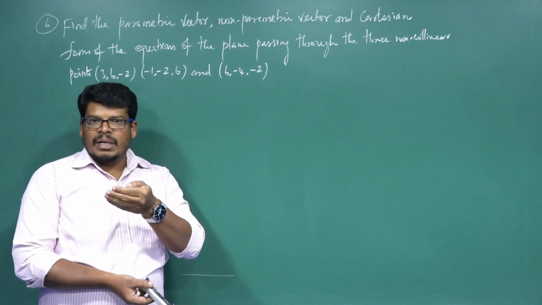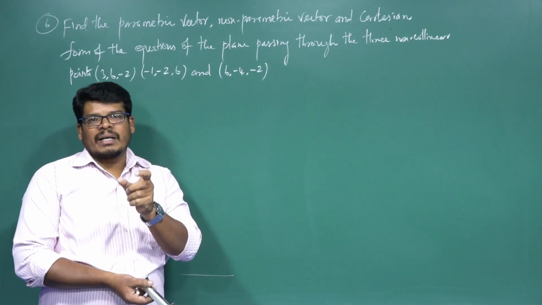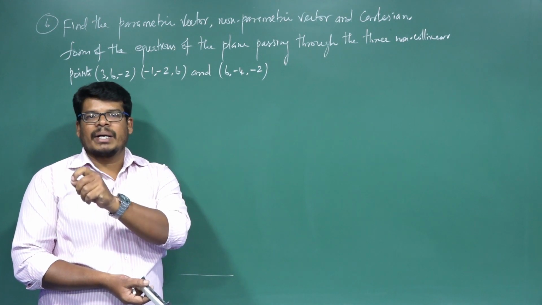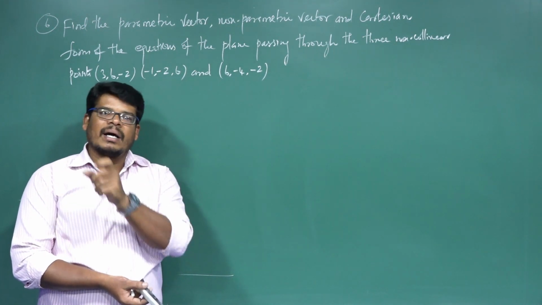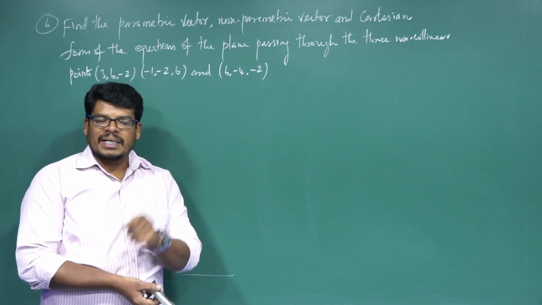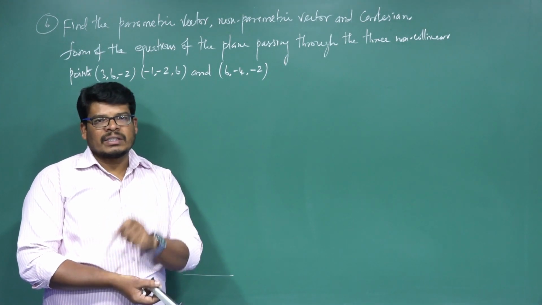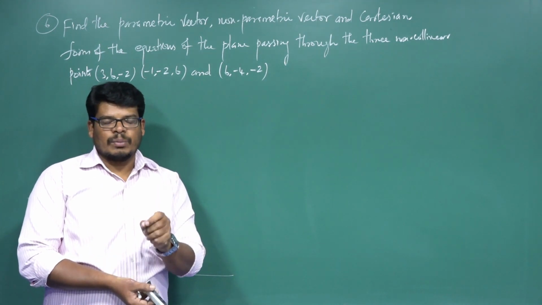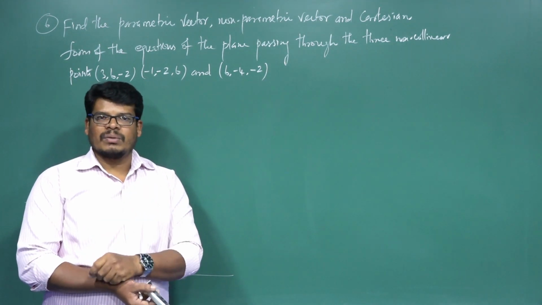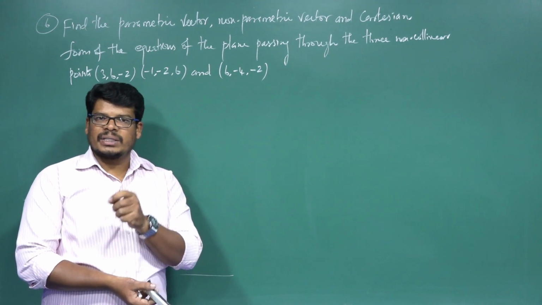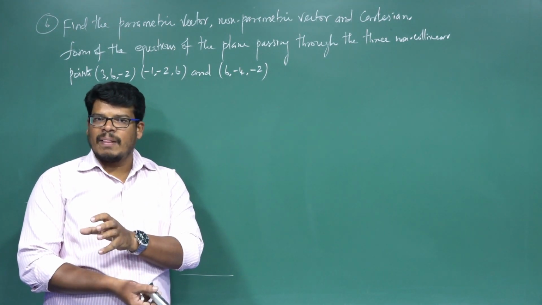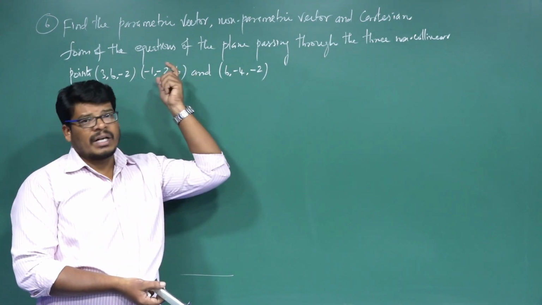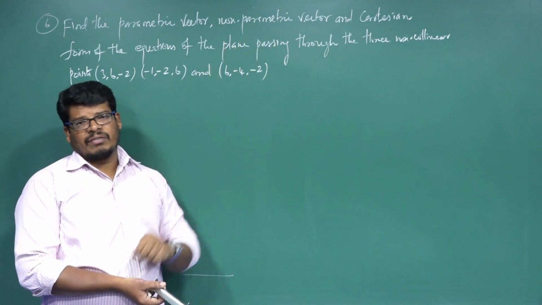The non-parametric form of the vector equation is r vector minus a vector dot b vector minus a vector cross c vector minus a vector equal to 0. And the Cartesian form of the equation of the plane is the determinant with first row x minus x1, y minus y1, z minus z1, second row x2 minus x1, y2 minus y1, z2 minus z1, and third row x3 minus x1, y3 minus y1, z3 minus z1. Now find the parametric form, non-parametric form and the Cartesian form.